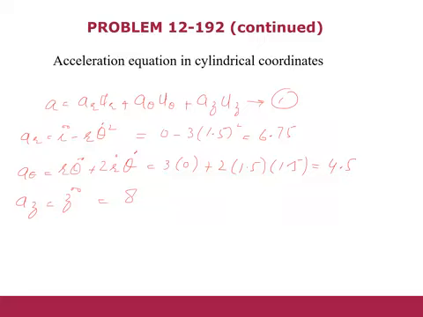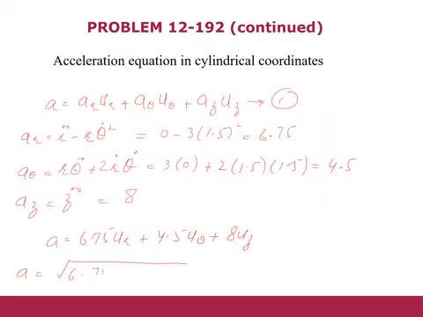So when you put the values in this equation you will get the vector acceleration, 6.75 ur plus 4.5 u theta plus 8 uz, and you can calculate the magnitude. A will be calculated as the square root of 6.75 square plus 4.5 square plus 8 square, and you will get 11.4 feet per second square, right? So that is how we can calculate the acceleration of the robotic arm.